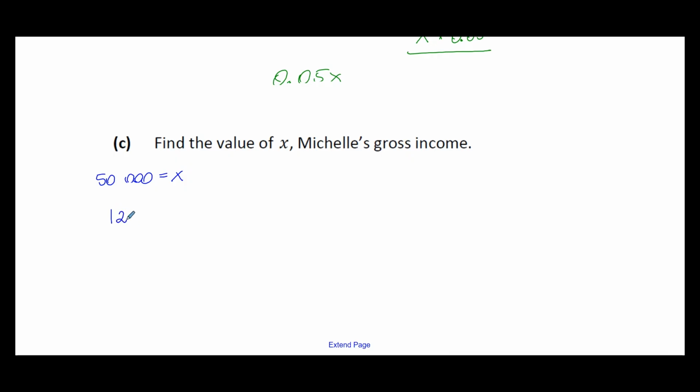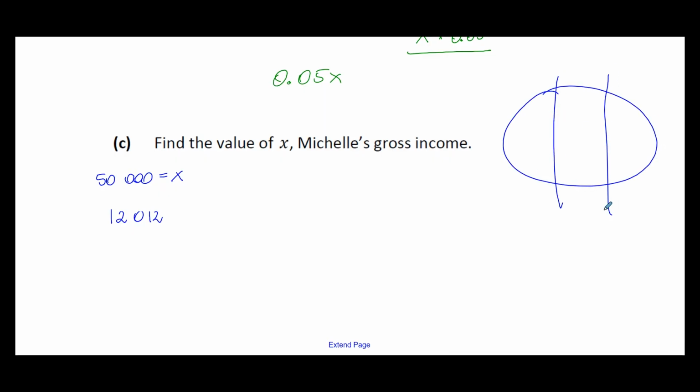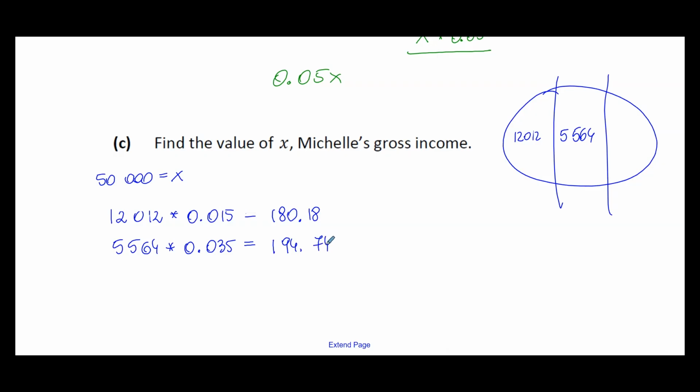But let's consider if it was 50,000. Her income is divided into portions. The first portion is 12,012, and we know that will be multiplied by 1.5%, and we already know the value, 180.18, isn't it? Then we know the next part, 5,564. That 5,564 is multiplied by what? 3.5%, 0.035. And we know that was 194.74. Then if she was earning 50,000, how do I find the remaining one?